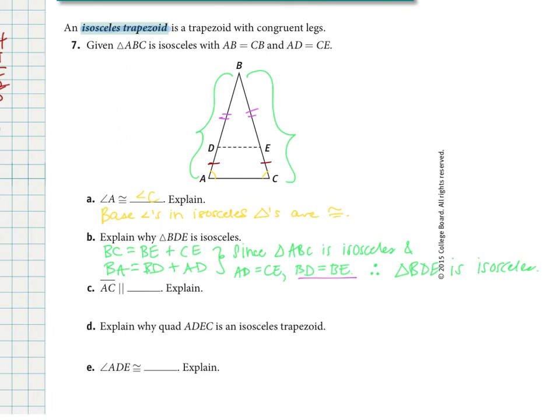So let's go ahead and look at part C right here. So it says AC is parallel to blank. And we have to explain why. So go ahead, look at your picture. AC is parallel to what? That's right, DE. So go ahead and write down DE, put the line segment sign above it, right? Now we have to explain.